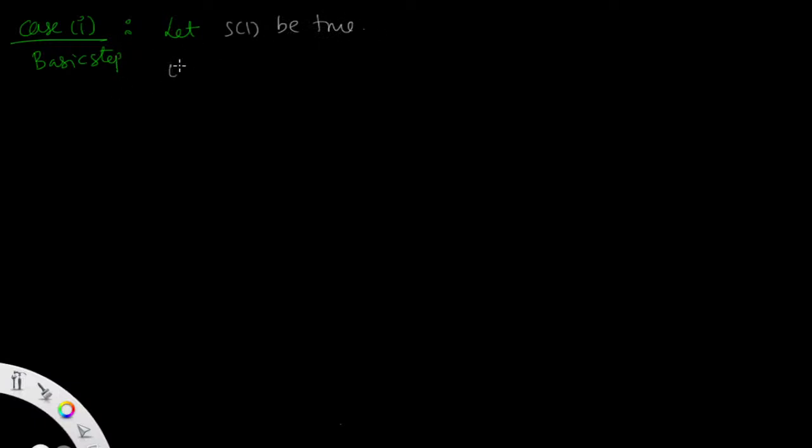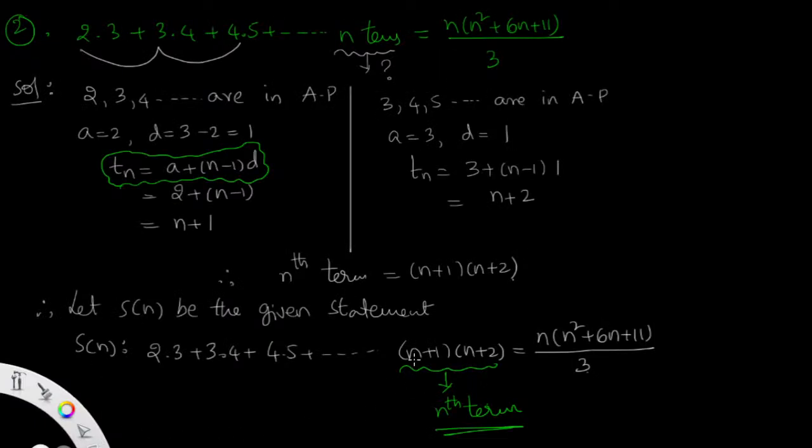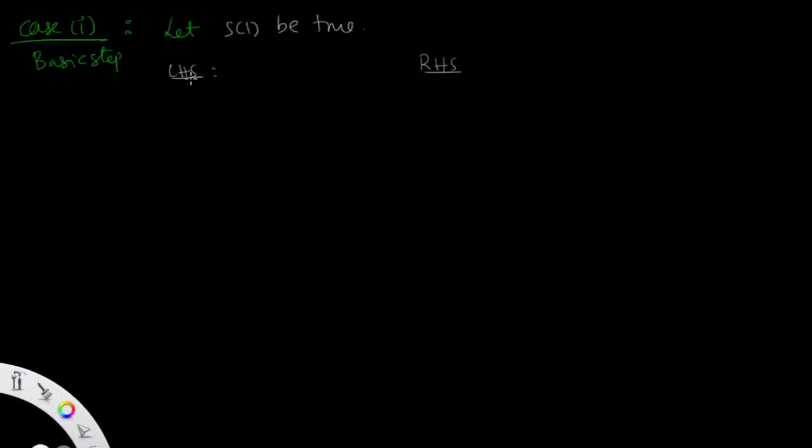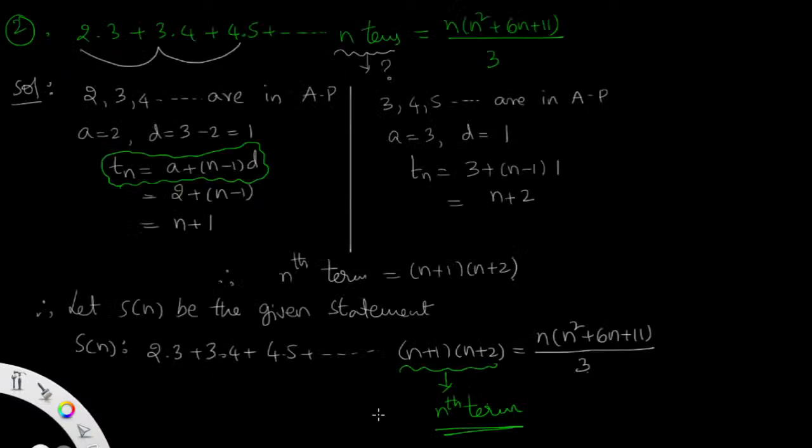Now check the LHS and then the RHS. What are the values we have? For the LHS, substitute n equal to 1 in the series. With n equal to 1, you get 1 plus 1 is 2, and 1 plus 2 is 3. So the LHS, in the place of (n plus 1) into (n plus 2), substituting n equal to 1, you get 2 into 3. And here the RHS is given as n into (n square plus 6n plus 11) by 3.